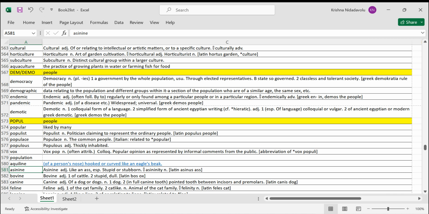Bovine. Bovine is related to cattle, relating to cow and oxen. This is placid, dull, unemotional. They don't have emotions, right? Bovine diseases, bovine anatomy, etc.